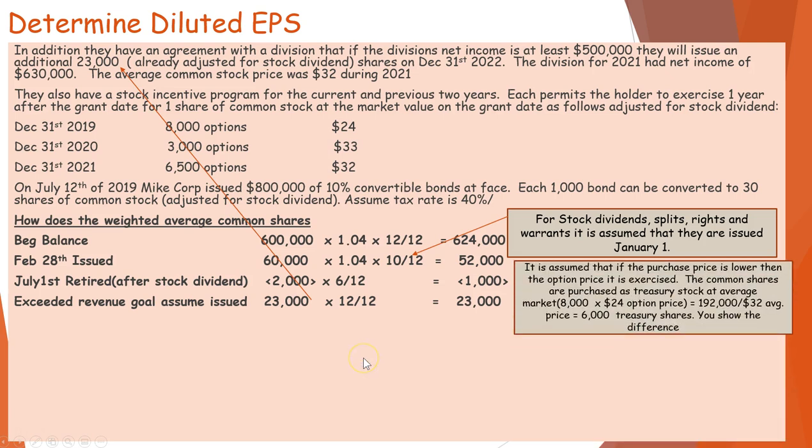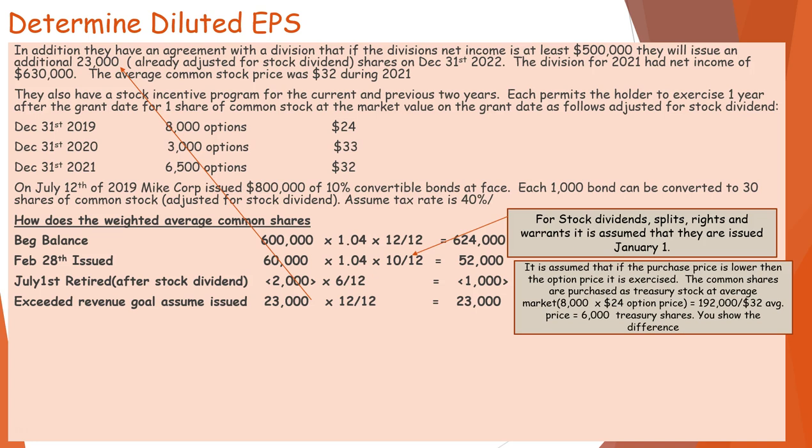Now, the next one is a little confusing, but I tried to walk you through it. It is assumed that if the market price is higher than the option price, the option will be exercised. So if we look at these three, the 3,000 options and the 6,500 options are not going to be exercised, because the option price is equal to or greater than what they can buy it for on the open market. But the 8,000 options at $24 would be exercised. So here's what we have to do. The common shares are purchased as treasury stock at the average market price. The average market price, as we know at this point, is $32.